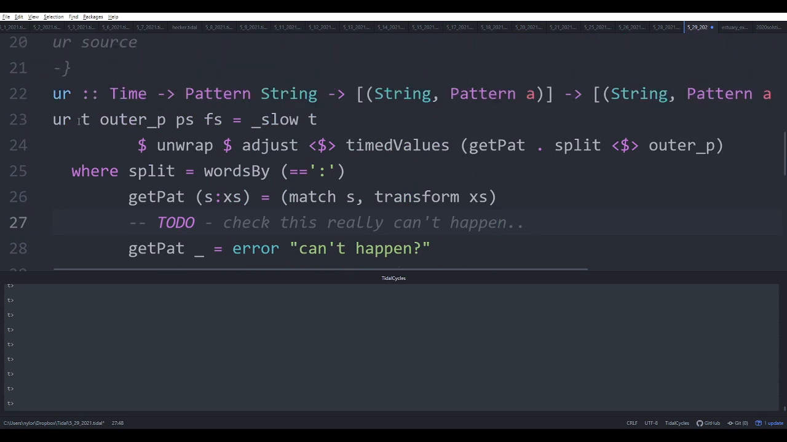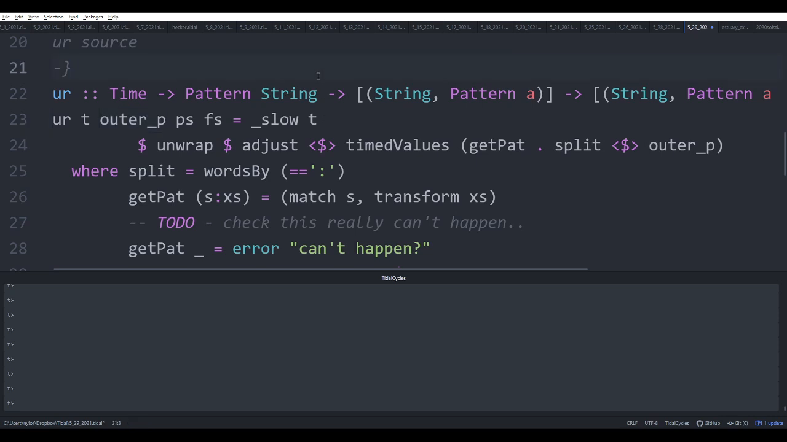So urrrr takes the outer pattern, which is the string of the name patterns, and then the patterns and the functions. Okay. So this thing is applying a slow around the whole thing, which we kind of knew it would, right?